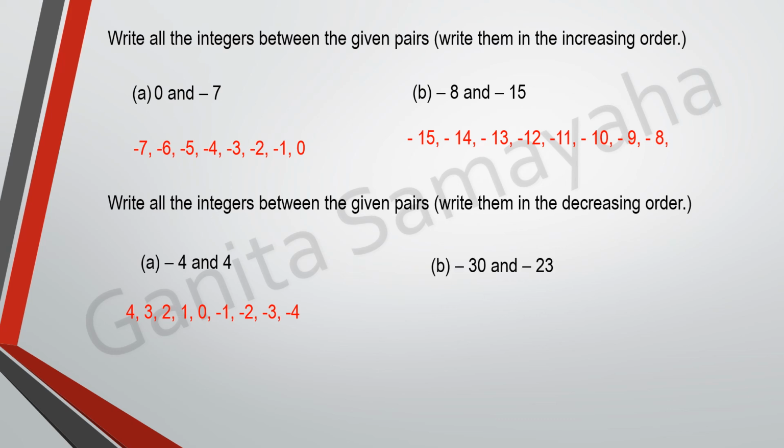Good. Now, -30 and -23. So we have to find out which is the bigger number of this. Which is the bigger number? When there are two negative integers, the one with the smaller numerical value is bigger. So which is bigger here? -23 is bigger. So you have to write it as -23 and then you have got it right.